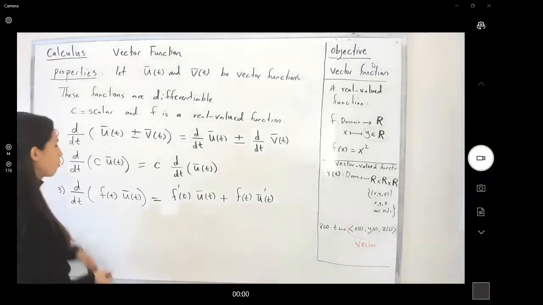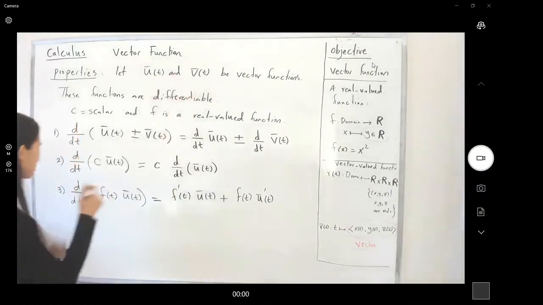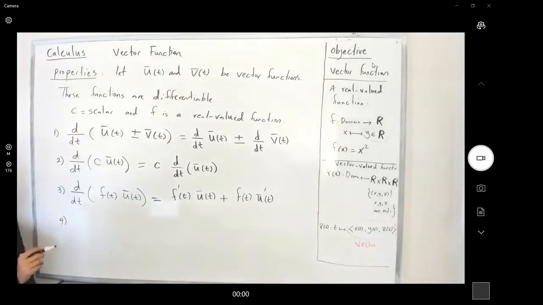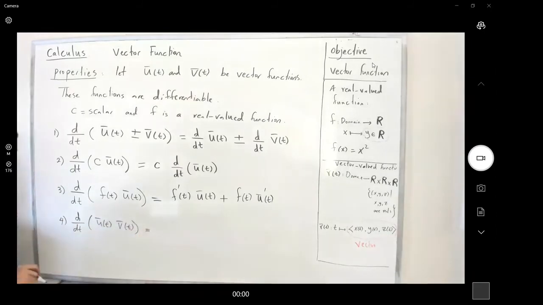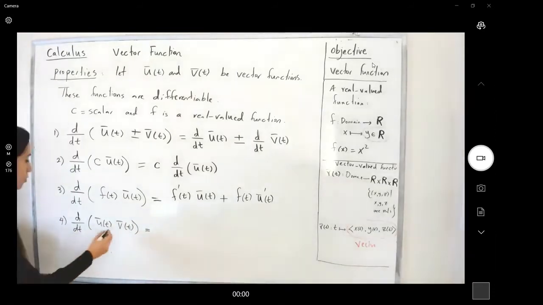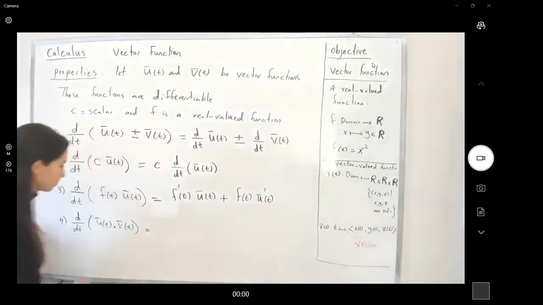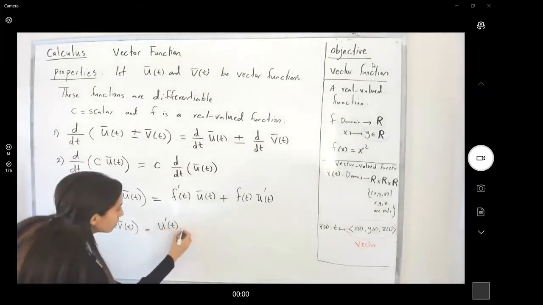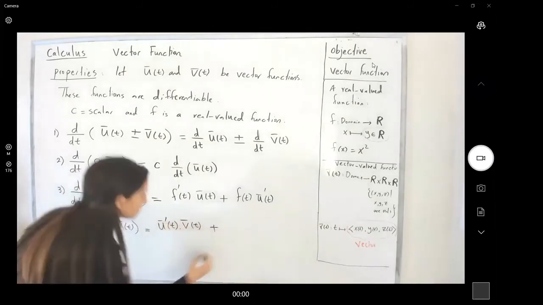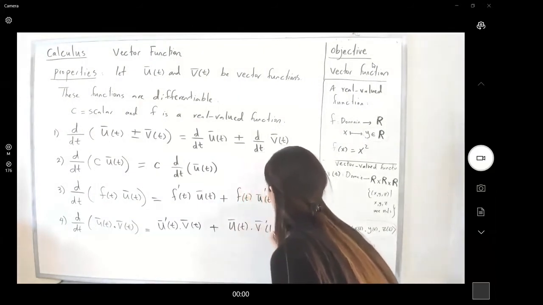Now I expect you to ask, what if I have the multiplication of two vector valued functions? In this case, again, we apply the product rule. The derivative of u dot v, remember that you have to form the dot product, is equal to the derivative of u dot v plus u dot the derivative of v.